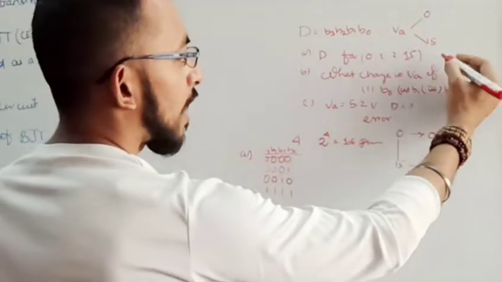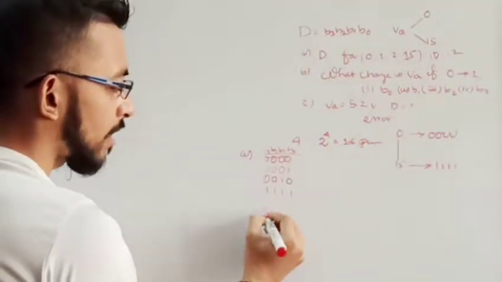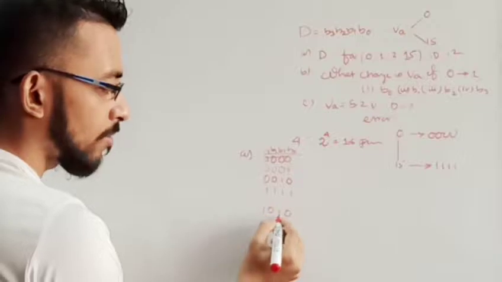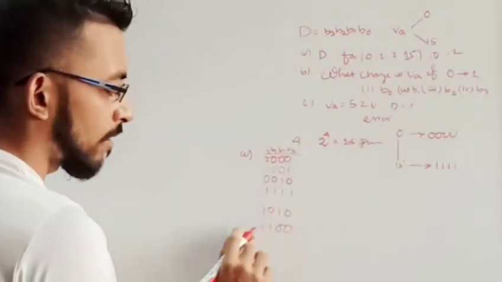If in this question it is asked what is the value of D for 10 or for 12. For 10 it will be 1 0 1 0, because 8 plus 2 is equal to 10. For 12, 8 plus 4 equals 12. Okay.